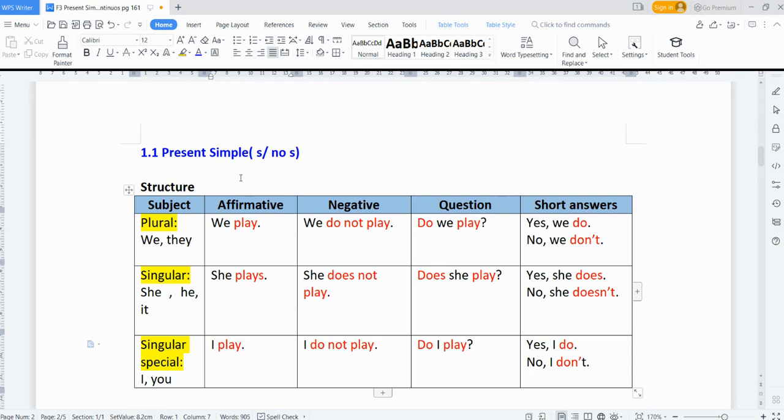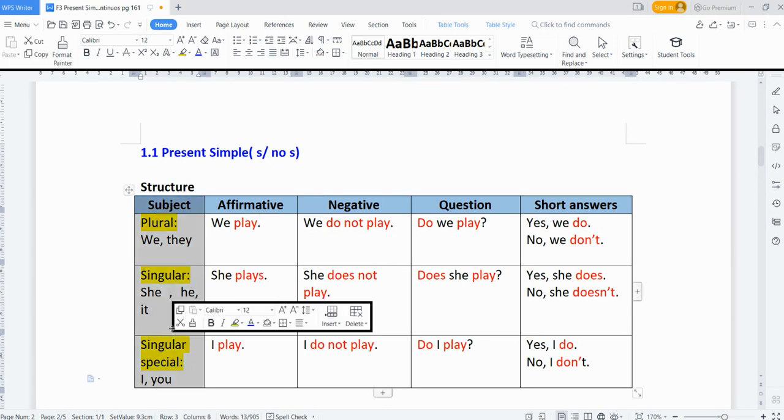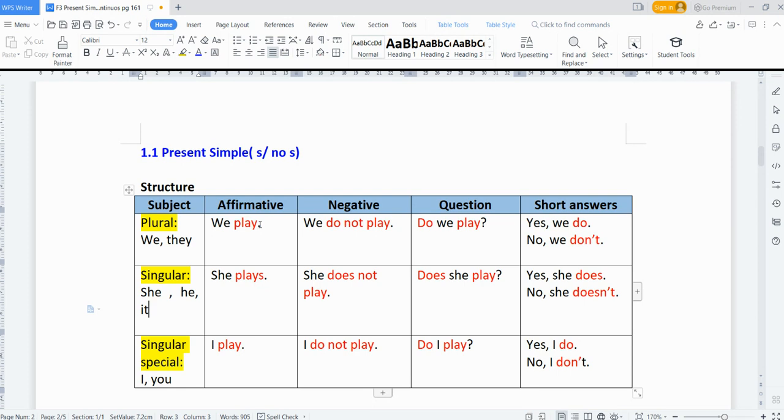So basically, how are you supposed to distinguish, membezakan, present simple from any other tenses? It's either you have s or no s, depending on the subject. If the subject is plural, no s. Okay, if the subject is singular, because it is single, seorang-seorang, we give the verb an accompany. Kita bagi dia teman, we put s. Okay, next to the verb.